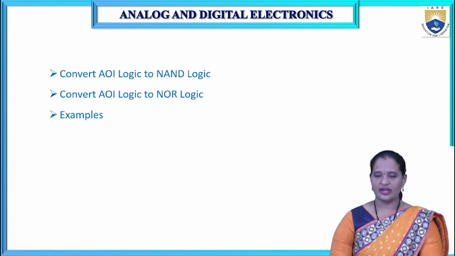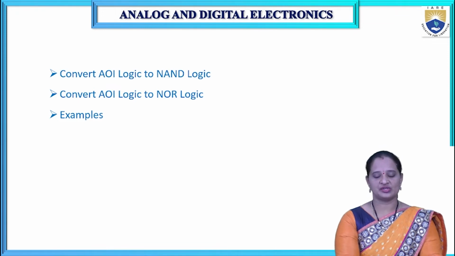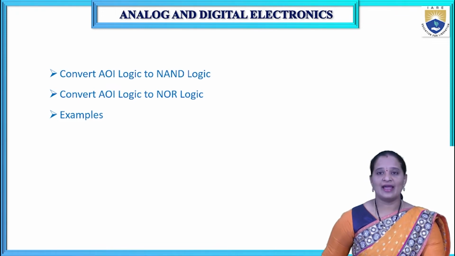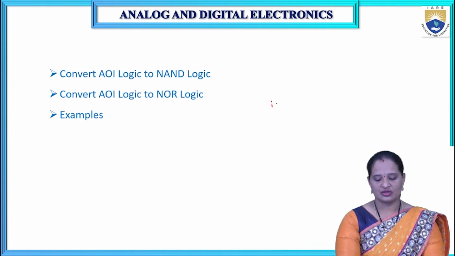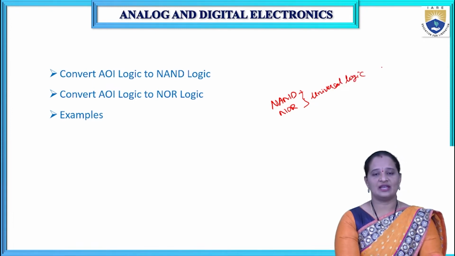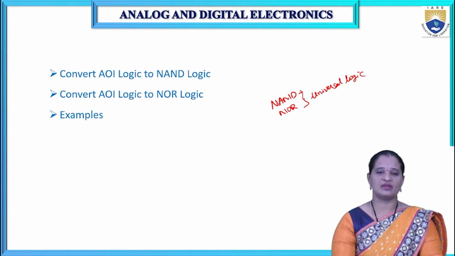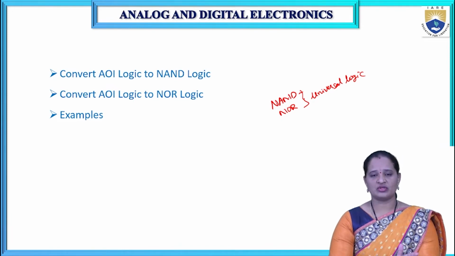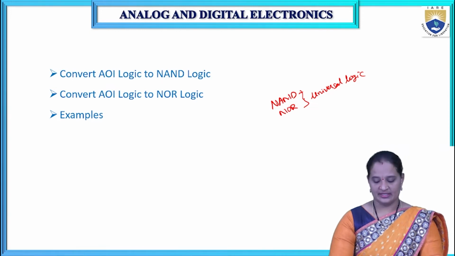First of all, why study this NAND or NOR implementation? As we all know, NAND and NOR gates are universal logic gates. What do you mean by universal logic gates? Universal logic gates means any logic can be implemented using these gates. NAND and NOR are said to be universal logic gates which can be used to implement any digital logic, which is not possible with any of the other logic gates.